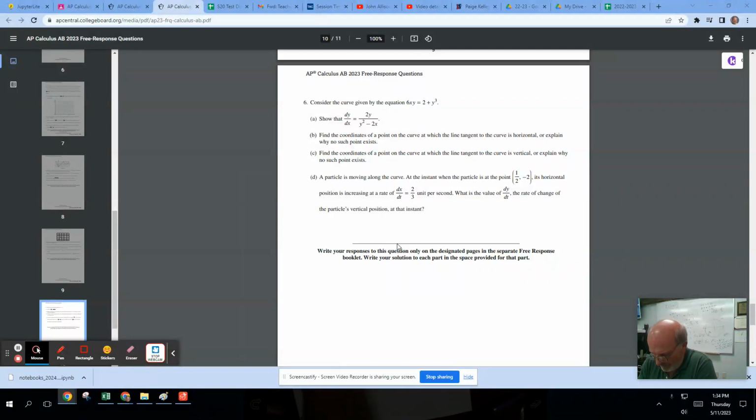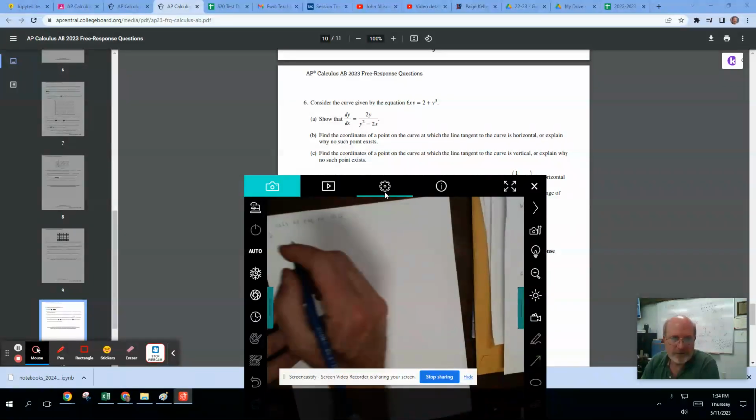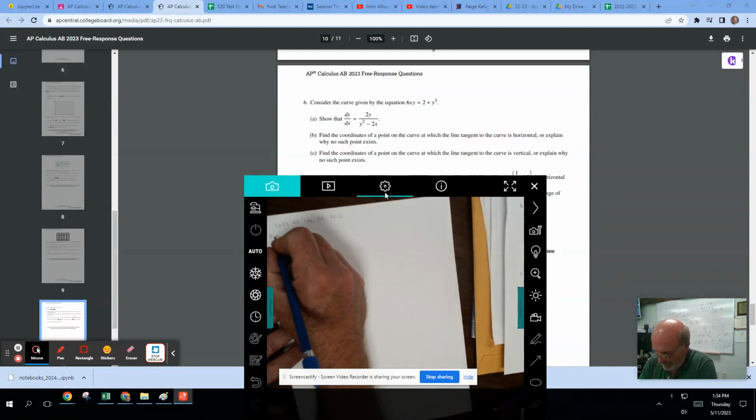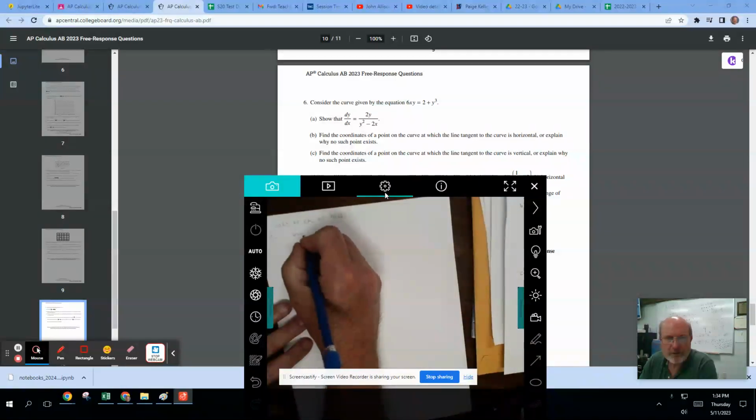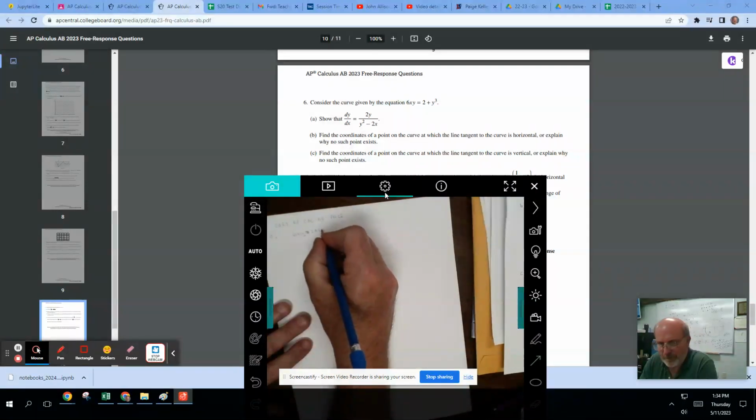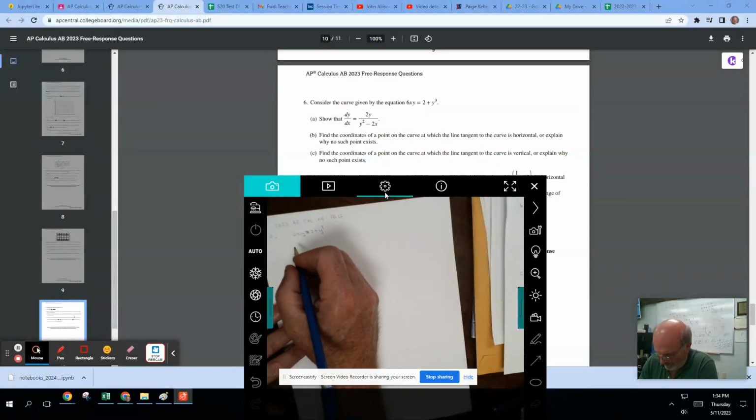So number 6, 2023 AP Cal AB FRQs. For number 6, we have the curve 6xy plus 2 equals 2 plus y cubed. Show that dy dx equals 2y over y squared minus 2x.